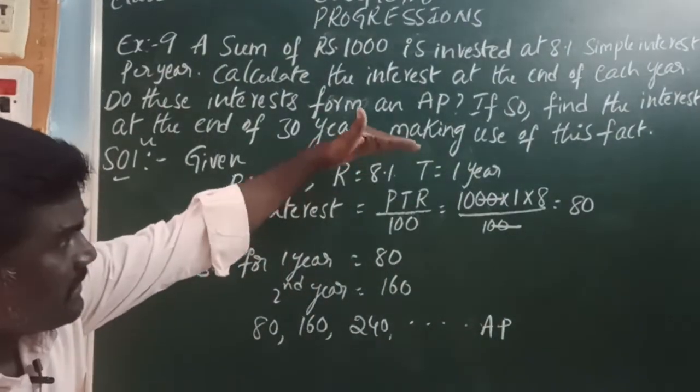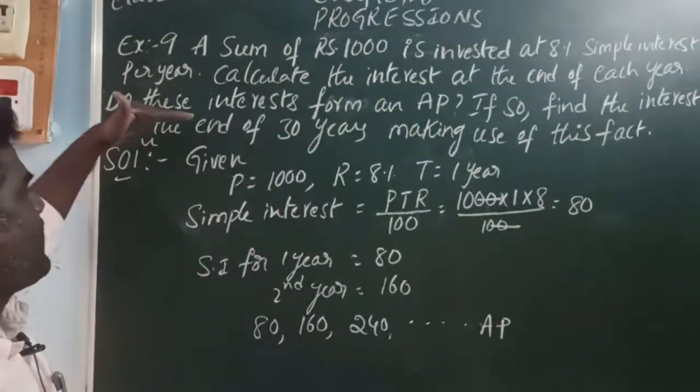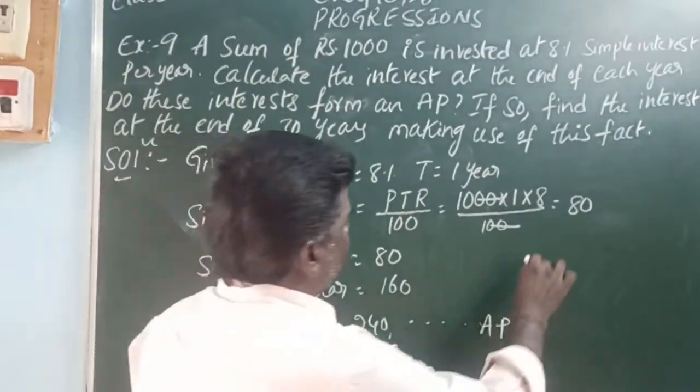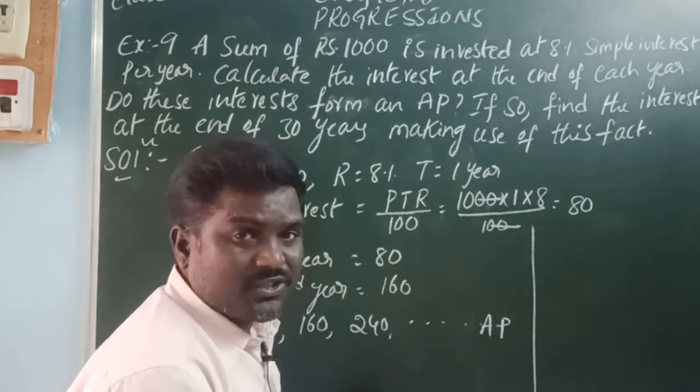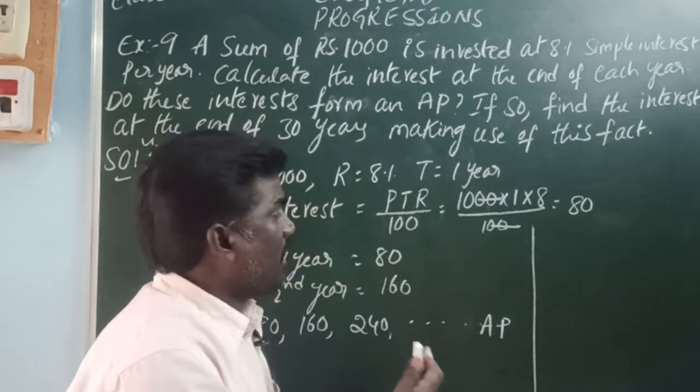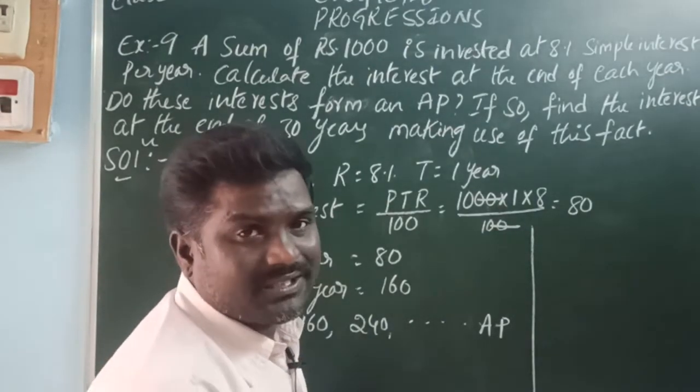So what are they asking? If so, find the interest at the end of 30 years. So here what is the nth term, the last term or end of the term? How many terms can you use? How can we find it? By using the nth term of an AP.